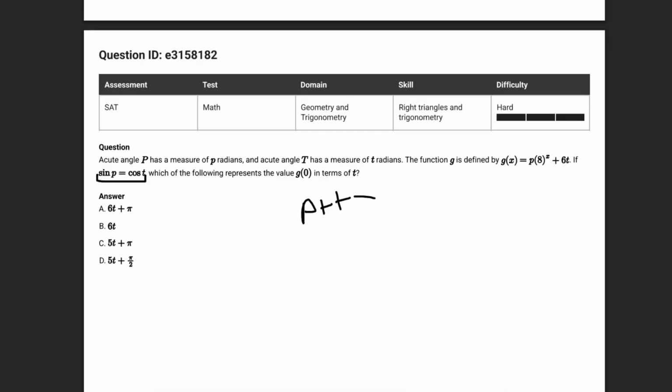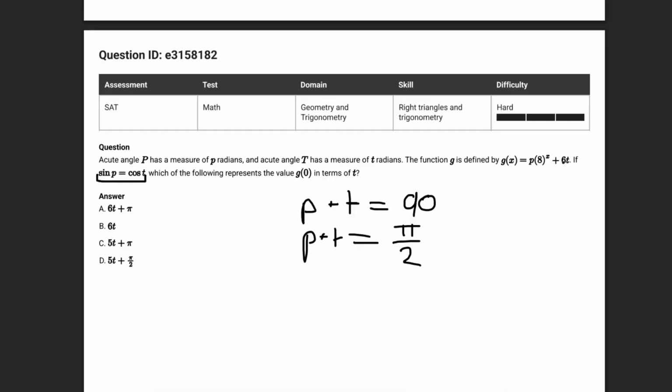Okay, that plus sign is very bad. P plus T is equal to 90. But if you look at the answer choices, it's all being done in radians. So it's probably better if we don't write 90 and we write pi over 2, which is 90 but in radians, right?